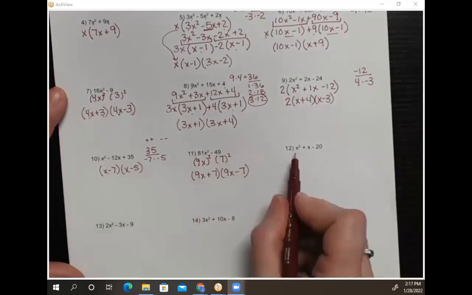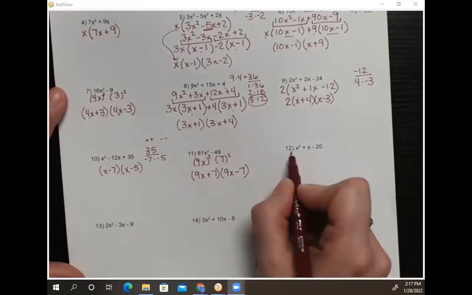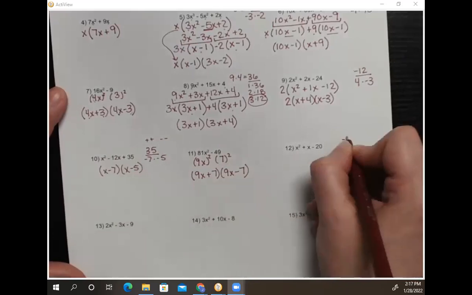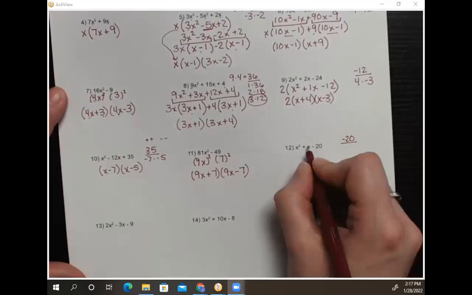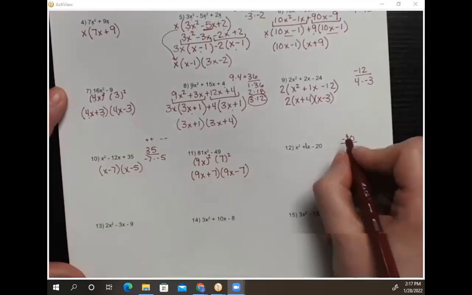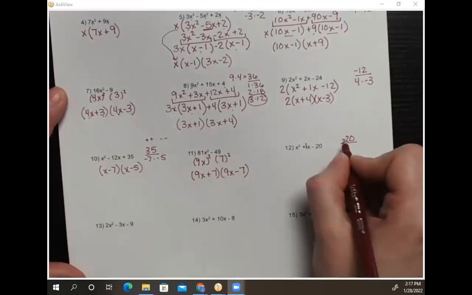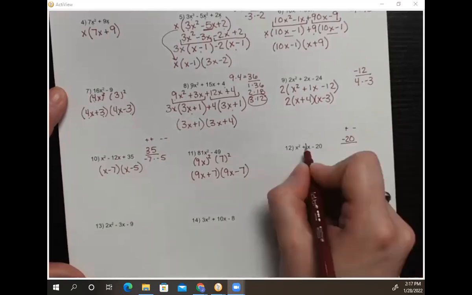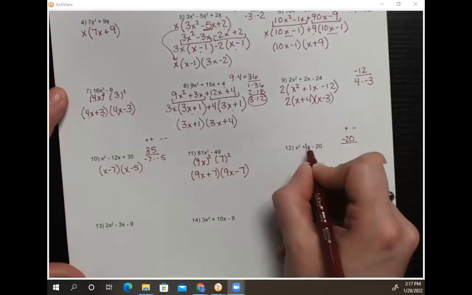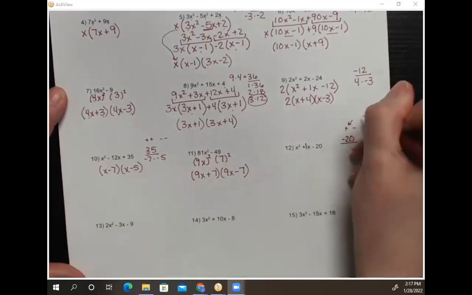Number 12, I don't see anything in front of x squared, so I don't need to use AC method here. I'm just going to look for factors of negative 20 that would add to 1. If you need to make a list, make a list. Since we want a negative number, we know we have to have a positive times a negative. Since I want it to end up, when I add them, as a positive number, I know that the positive factor needs to be bigger.